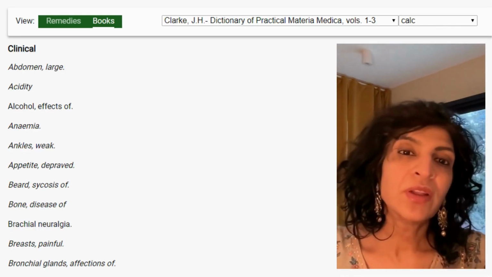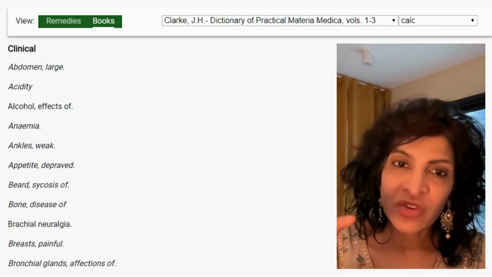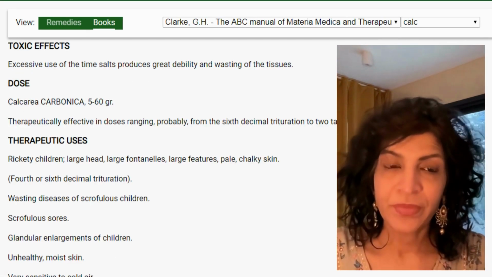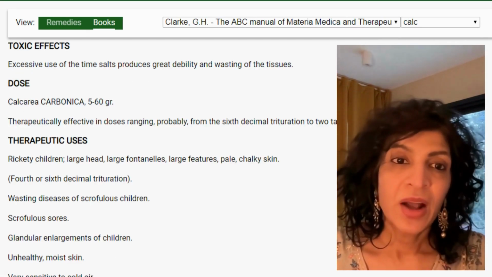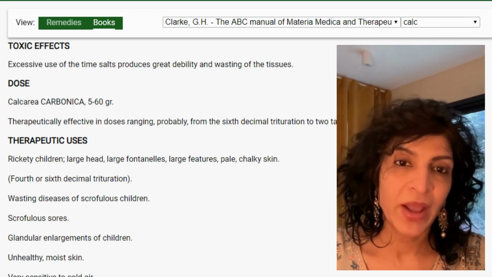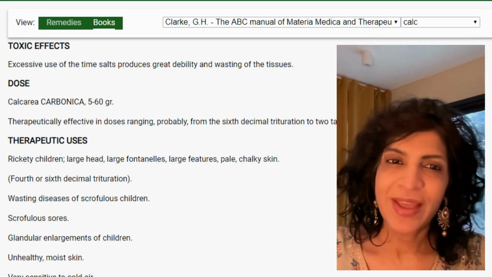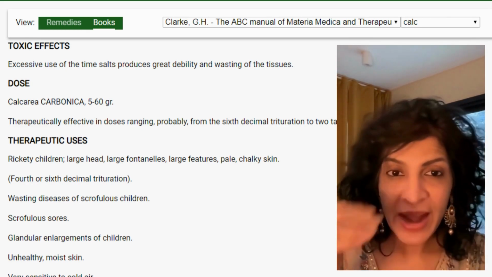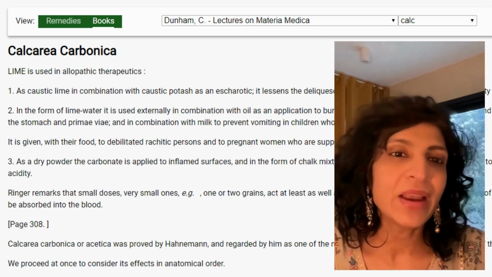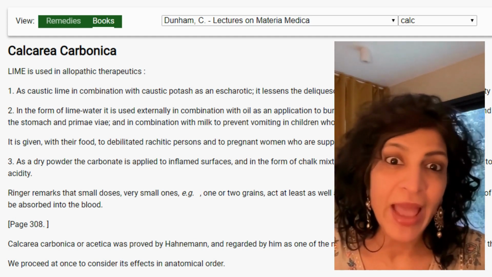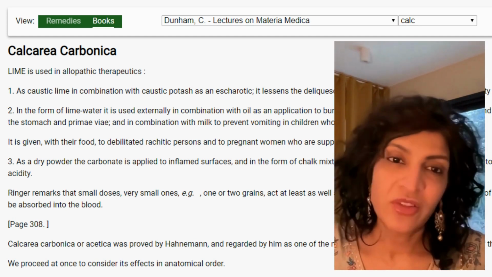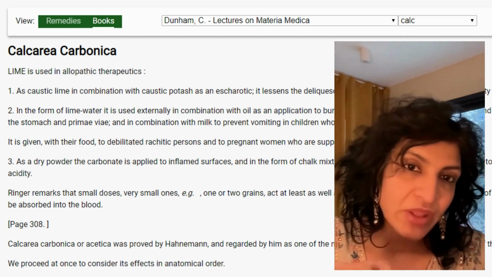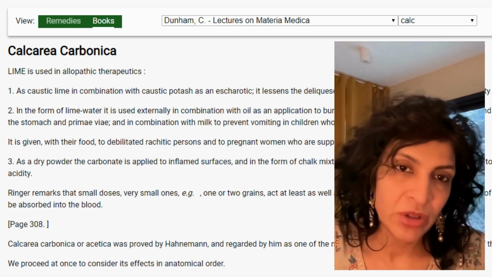Now, Clark gives you the list of clinical diagnostic conditions that Calc Carb has been proven to work on and resolve. The next one we have is Clark GH, the ABC Medica. What I love about Clark GH is he has given Calc Carb potencies that can work at stage 1. And then I love Dunham. He talks about allopathic therapeutics, and this is real gold where you can get the information of where these remedies can work at that regional stage 1 level.